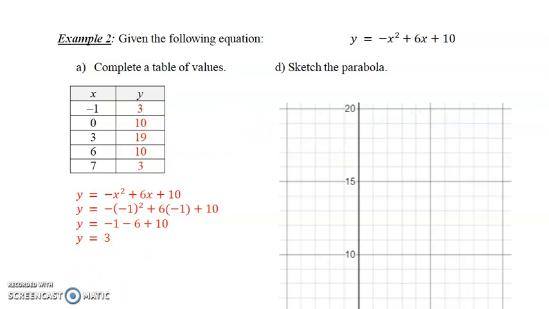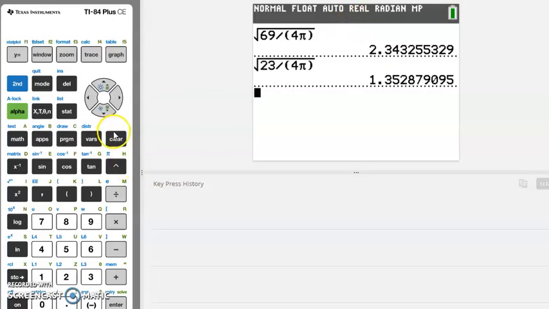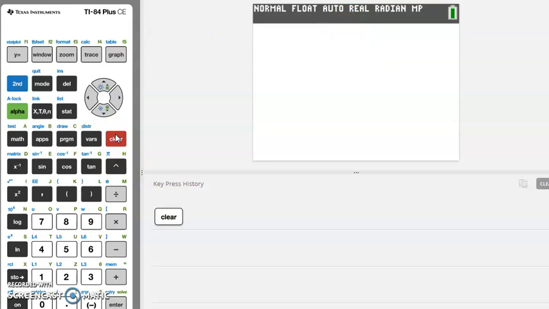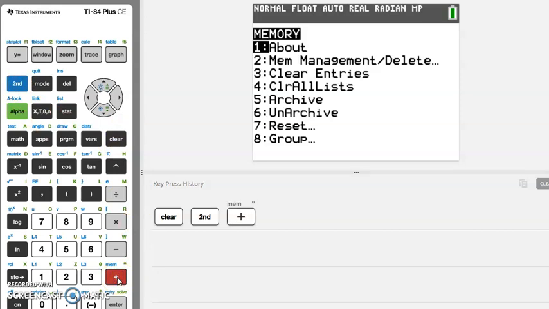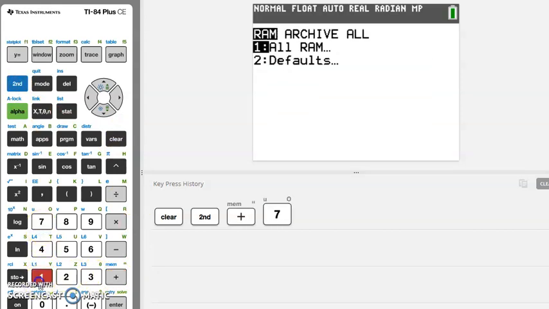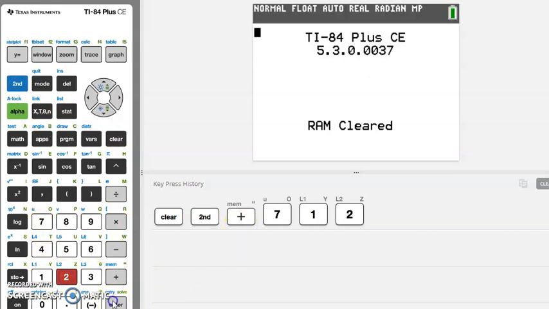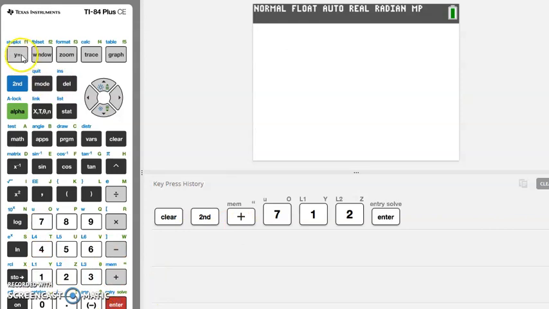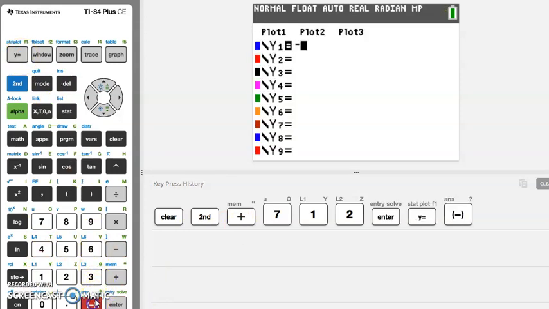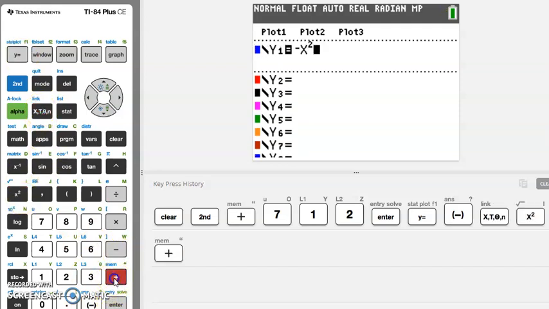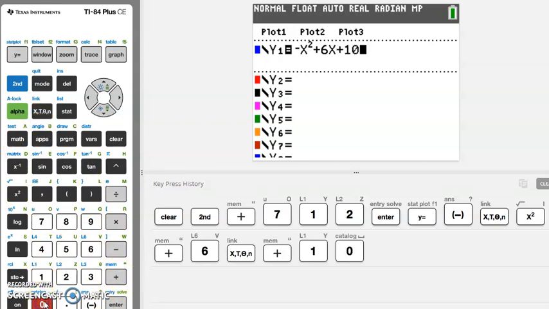But I'm going to show you how to do that on your graphing technology, your TI-84. So remember, when you get a graphing calculator, you want to clear it. Okay, if you can't clear it, just turn it off. Again, second function plus 7, 1, 2, and your RAM is cleared. Now we're going to go up the graph, so we go y equals. Putting negative, remember the negative has to be the bottom here. X squared plus 6x plus 10.